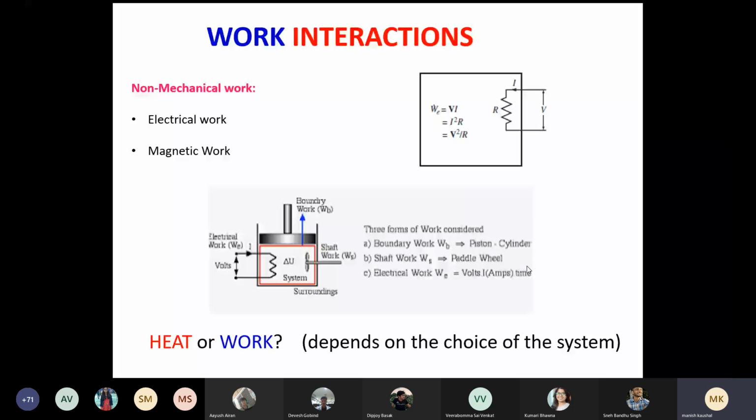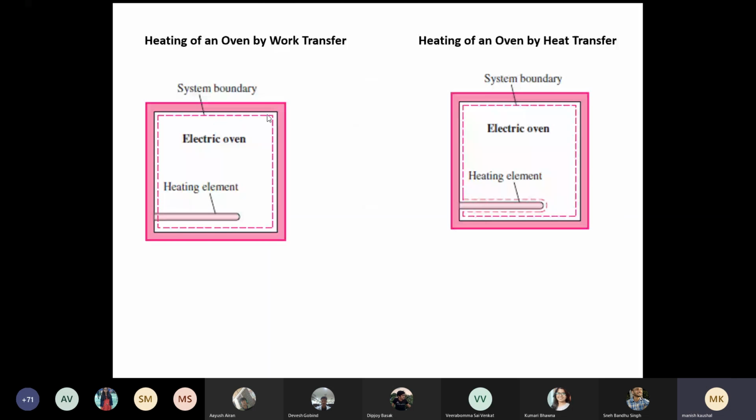let's go to this slide, where I said that if you take this heating element inside your system, meaning if your system boundary envelops this heating element also, in that case it becomes electrical work. On the other hand, if you take only the gas in this electric oven as a system, and exclude this heating element from your system, then since the heating element has a higher temperature compared to your system, there is a temperature difference. So we'll call it, here on the right hand side, a heat interaction.